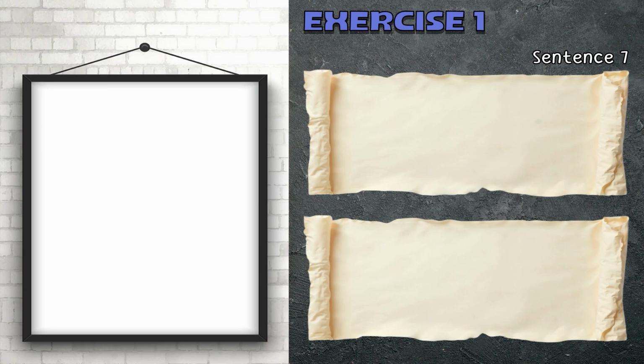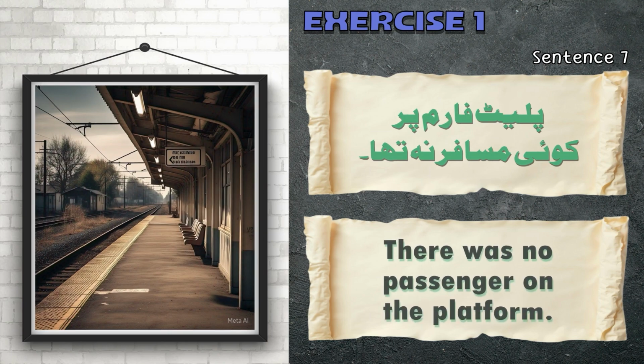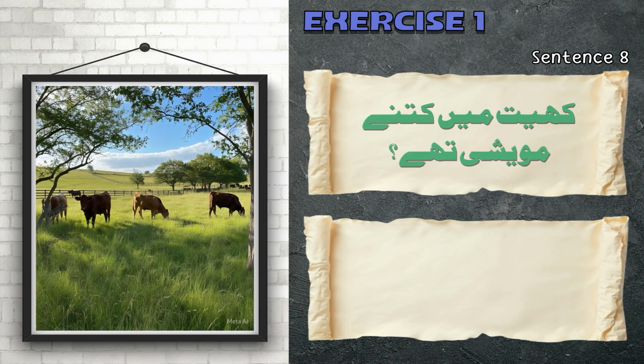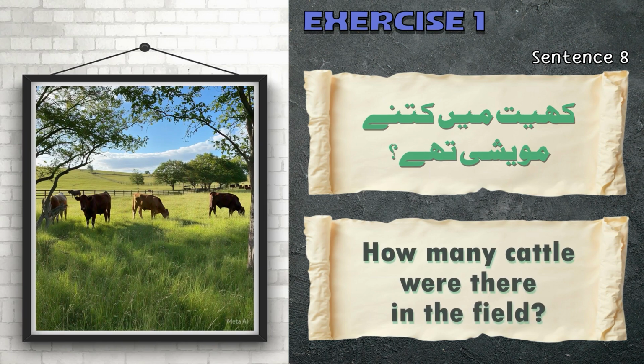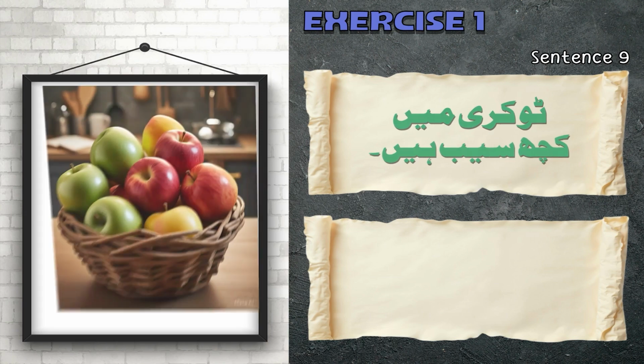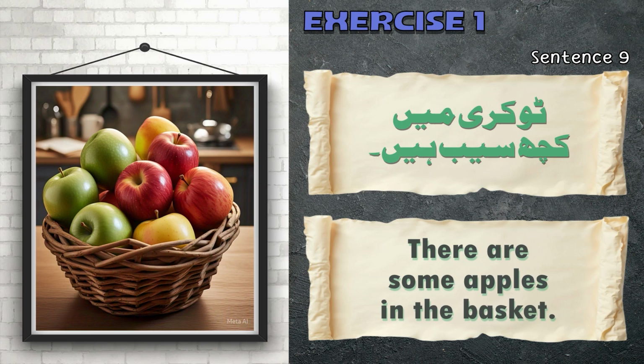Sentence 7. प्लेटफॉर्म पर कोई मुसाफिर ना था. There was no passenger on the platform. Sentence 8. खेत में कितने मवेशी थे? How many cattle were there in the field? Sentence 9. टोकरी में कुछ सेब हैं. There are some apples in the basket.